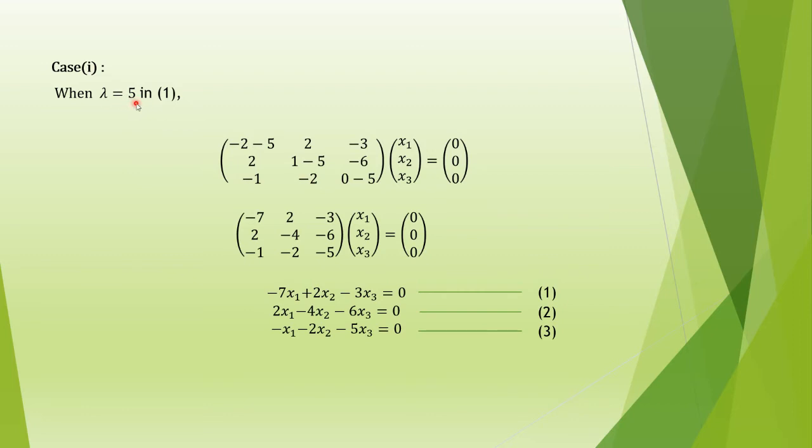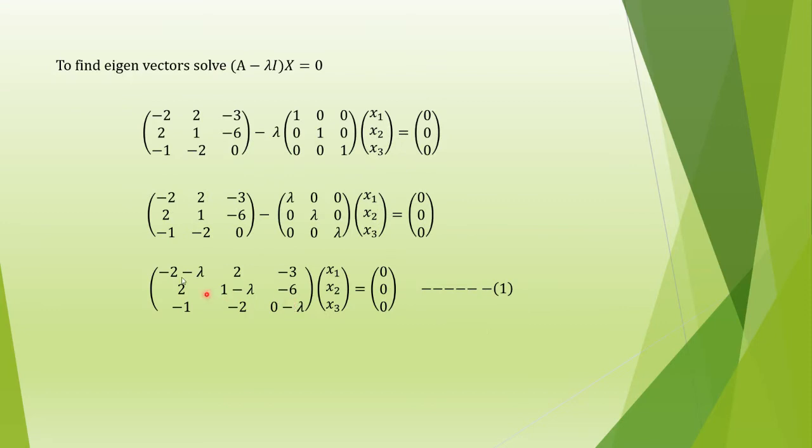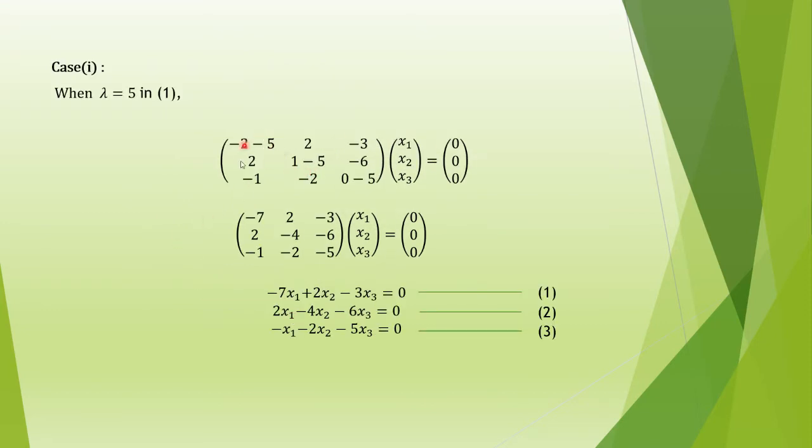So lambda is equal to 5. Substitute 5 in the place of lambda. If you solve this, you get a new matrix. Using matrix multiplication of the first row with this column, the second row with this column, and the third row with this column, you get three equations. By these equations we are going to solve and find the values.